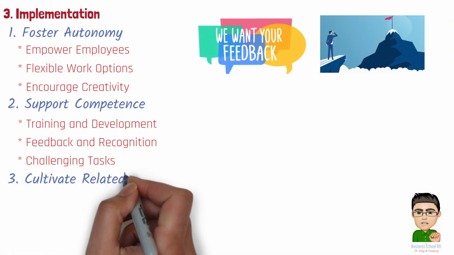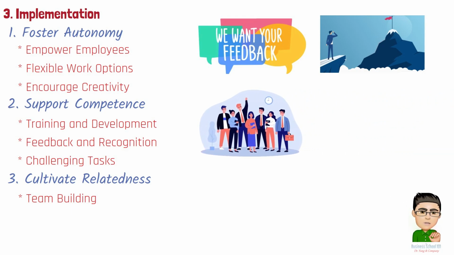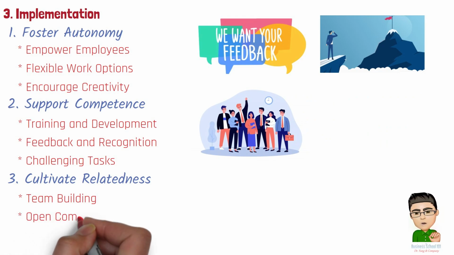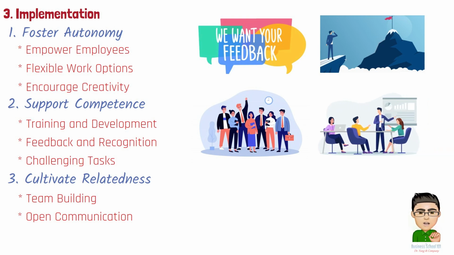Third, cultivate relatedness. Managers can do the following to cultivate relatedness. Number 1. Team building. Organize team building activities and events to foster positive relationships among employees. Strong team bonds can lead to better collaboration and support. Number 2. Open communication. Encourage open and transparent communication within the organization. Create opportunities for employees to connect with colleagues and supervisors.